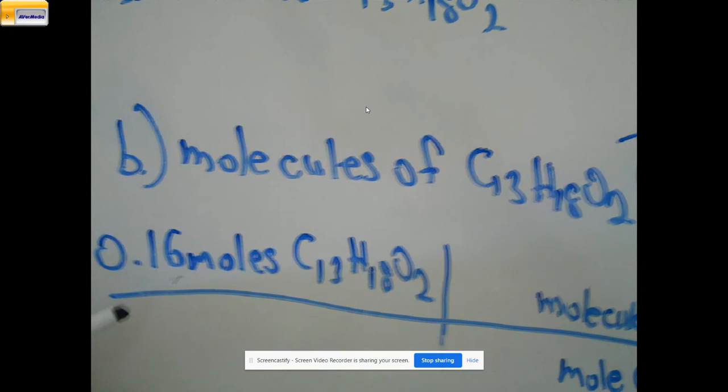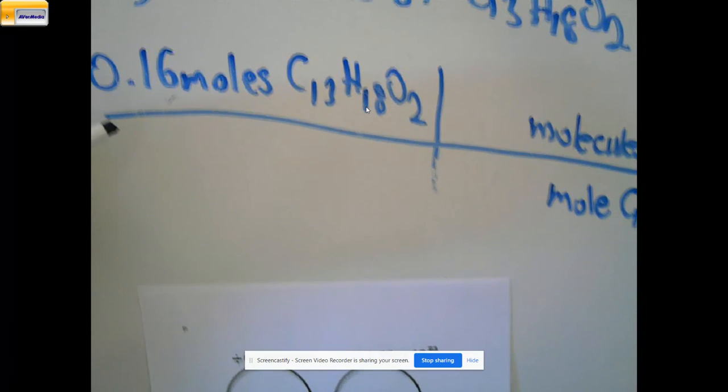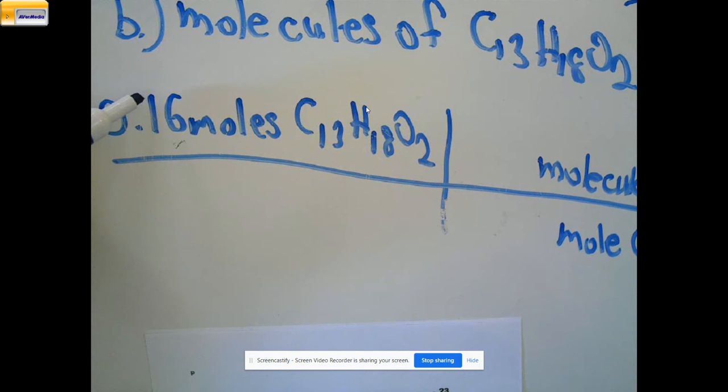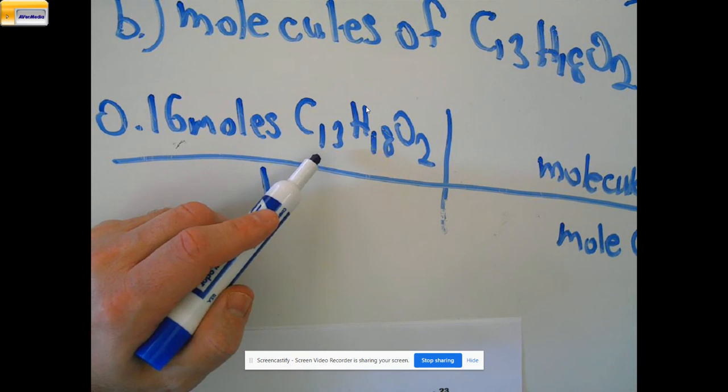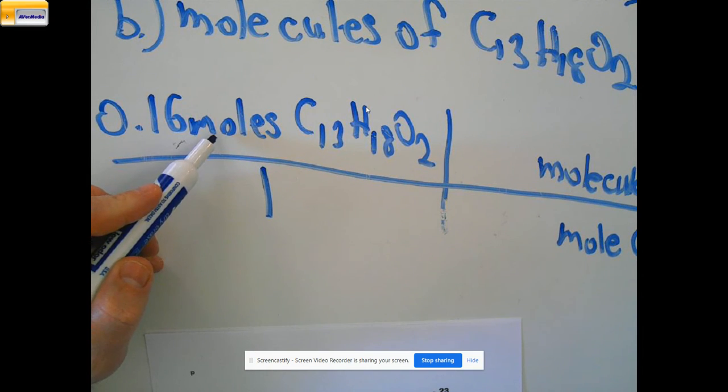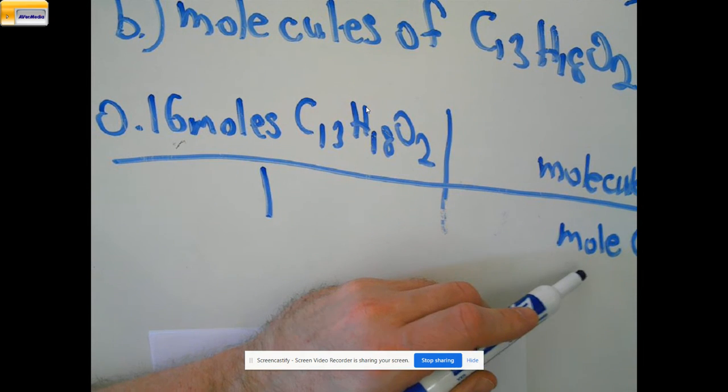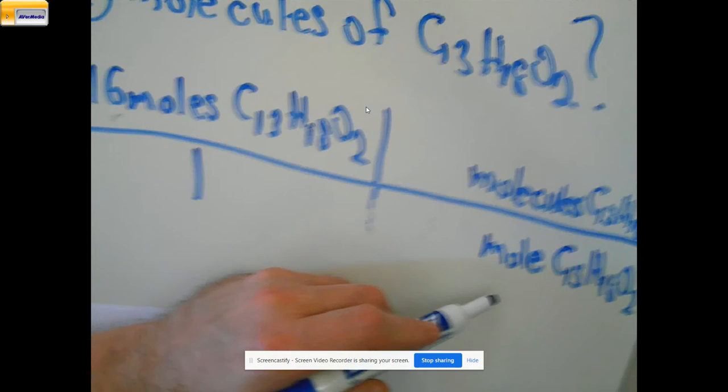Once again, the information that they give you goes in the upper right-hand corner, and you can set it over 1 like this. This right here is the answer from part A, which is 0.16 moles of ibuprofen. If moles goes up here, moles have to go down here in order to cancel out.